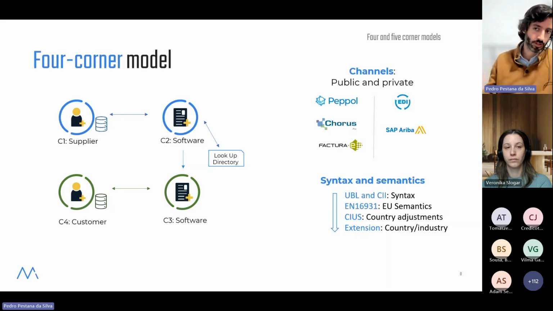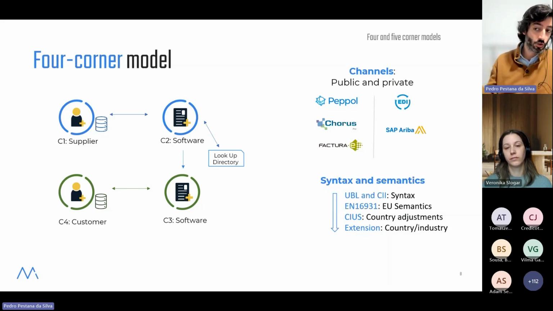PayPal is so big that countries are actually implementing PayPal as their e-invoicing strategy. It's interoperable, it's international, and it's standard. So it's probably the easiest approach when it comes to implementing e-invoicing. But other public channels are countrywide, like Chorus Pro in France or Facturae in Spain.